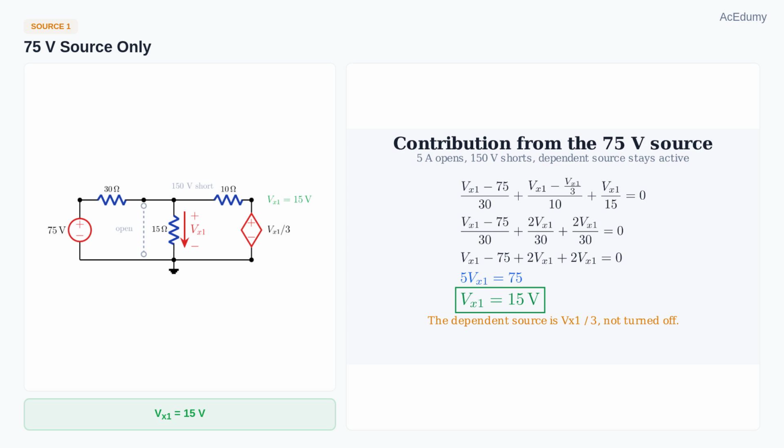The current through 30 ohms is (Vx1 minus 75) divided by 30. The current through 10 ohms is (Vx1 minus Vx1/3), all divided by 10. The current through 15 ohms is Vx1 divided by 15. Adding these currents gives 0, and simplifying gives Vx1 equals 15 volts.